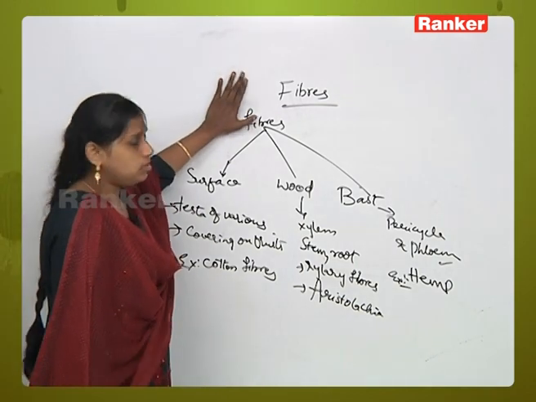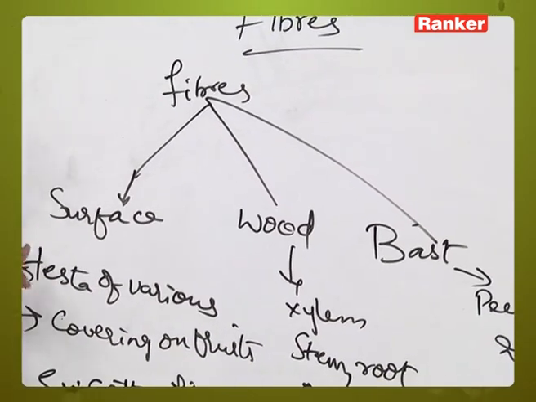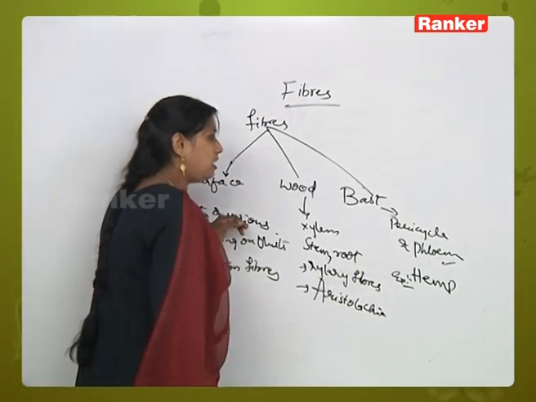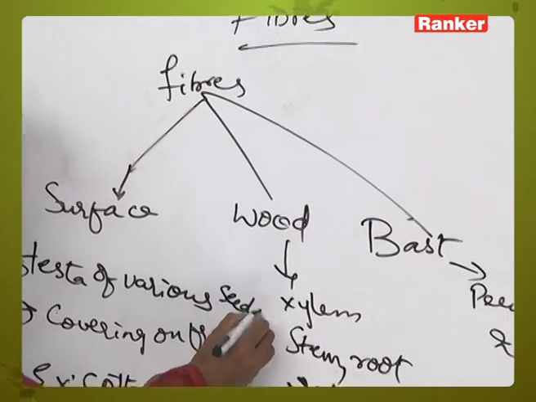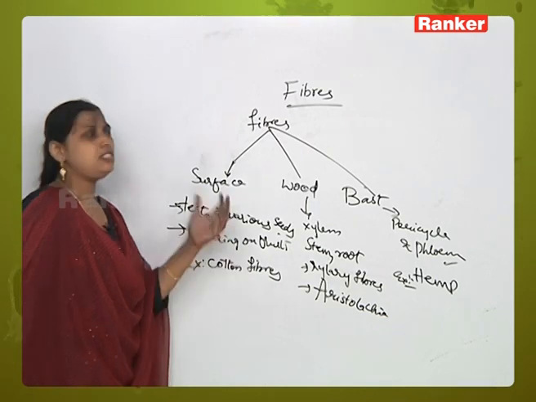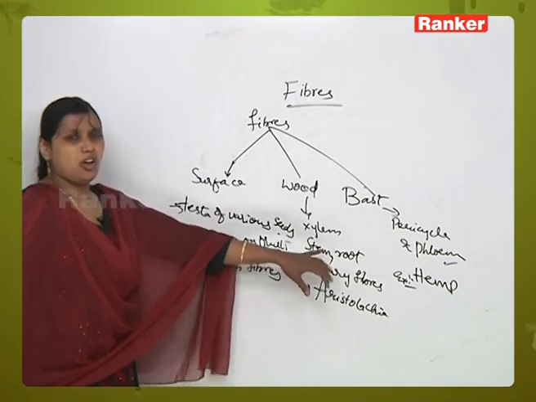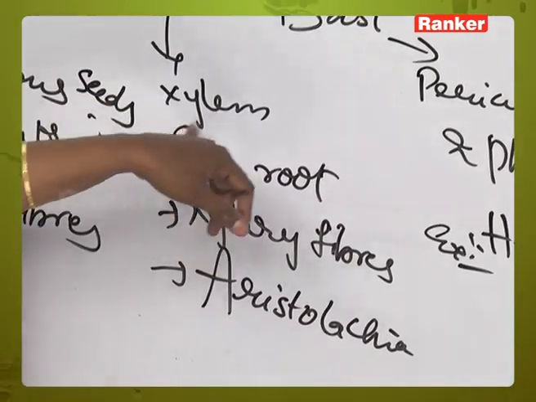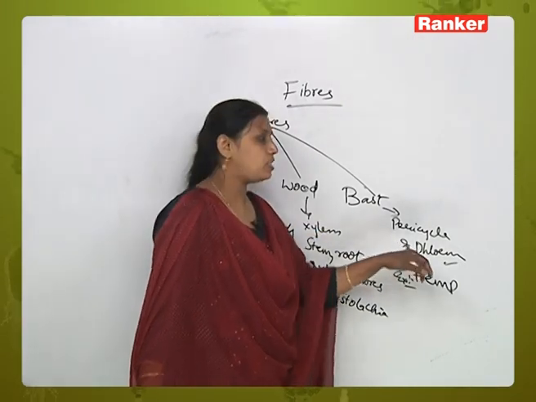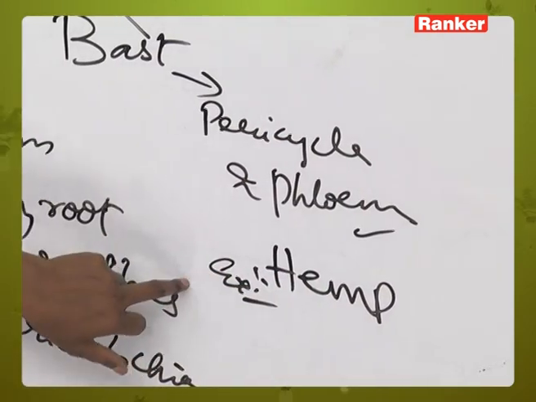Fibers are narrow, with thick walls, and these are three types. Surface fibers are the fibers which are present on the surface, like the testa of various seeds. It is also present on the covering of fruits. Example, all the cotton fibers come under surface fibers. Wood fibers, example Aristolochia. All the xylary fibers, or the fibers which are present in the stem xylem or in the root xylem, those are called as wood fibers. Bast fibers are those fibers which are obtained from hemp plants. The pericycle will produce the bast fibers.